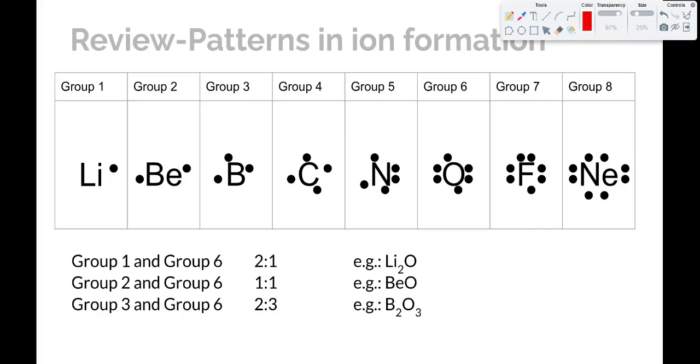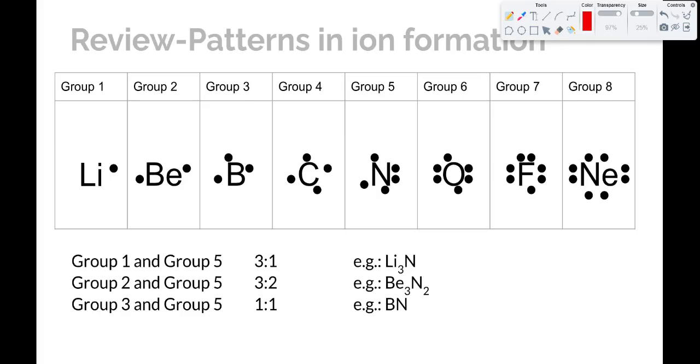And group 3 with a group 6, like in this case boron and oxygen, boron for stability will lose 3 electrons. Oxygen can only take 2, so that's going to require us to have 3 oxygens, which can absorb 6 electrons, and then 2 borons, which will have 6 electrons to release. So these ion formations, like once again, will happen no matter if you're in period 1 or 2 or 3 or 4, it doesn't matter what period you're in. These group numbers are going to have consistent bonding patterns.